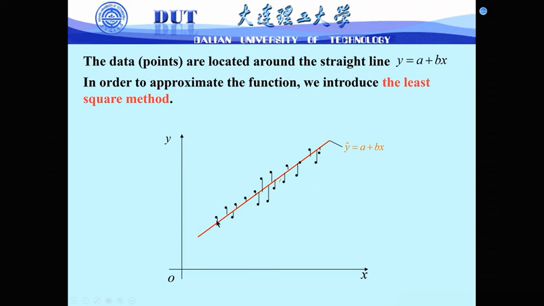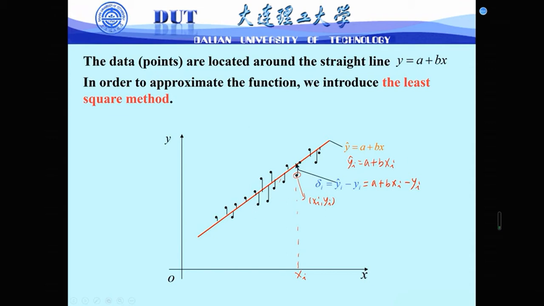And also you can see for each data point, maybe it cannot lie on the straight line. So we have the error, right? These are the errors. For example, this point is (xi, yi). This is the data point. And if we want to obtain yi hat by a plus bx, then yi hat equals a plus b xi, where xi is the coordinate. So here we have the difference, the error, denoted by delta i. So delta i equals yi hat minus yi, which is a plus b xi minus yi.